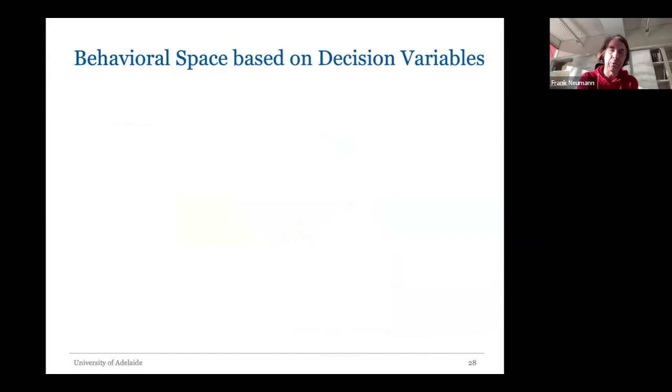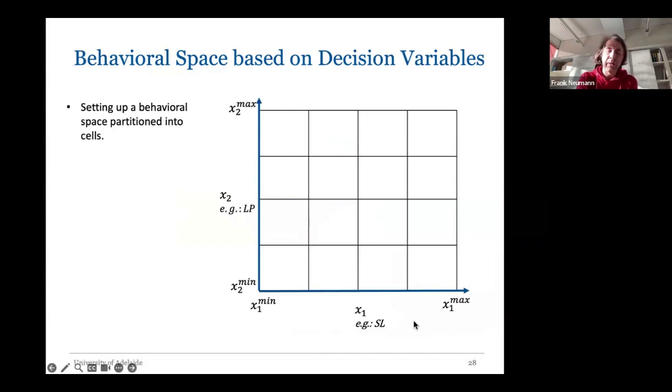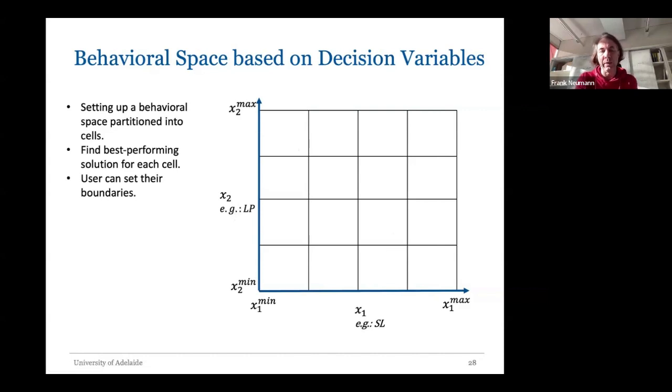So the first behavioral space was on decision variables, and you can do that also on objectives. But let me explain that for the decision variables. So setting up the behavioral space, we partition the whole thing into cells, as we saw already for the TTP. But here we have the number of minutes that we spend on sleep and light physical activity. If you have more than 2 decision variables, you would get a higher dimensional grid, but let's explain it here. So you have these 2 variables, you establish the grid as we already had for quality diversity, and we find the best performing solution for each cell, okay? And then at the end, after we computed everything, the user can set their own boundaries, and this would be the stuff that would be displayed.